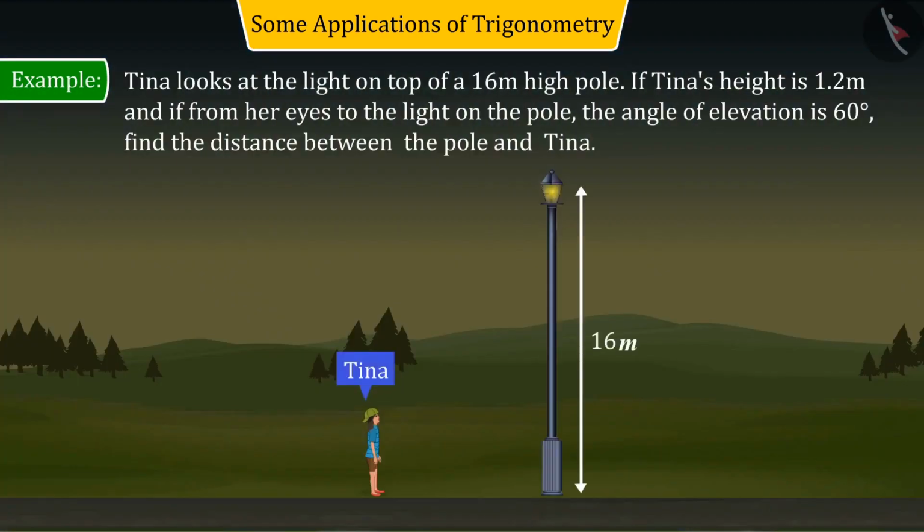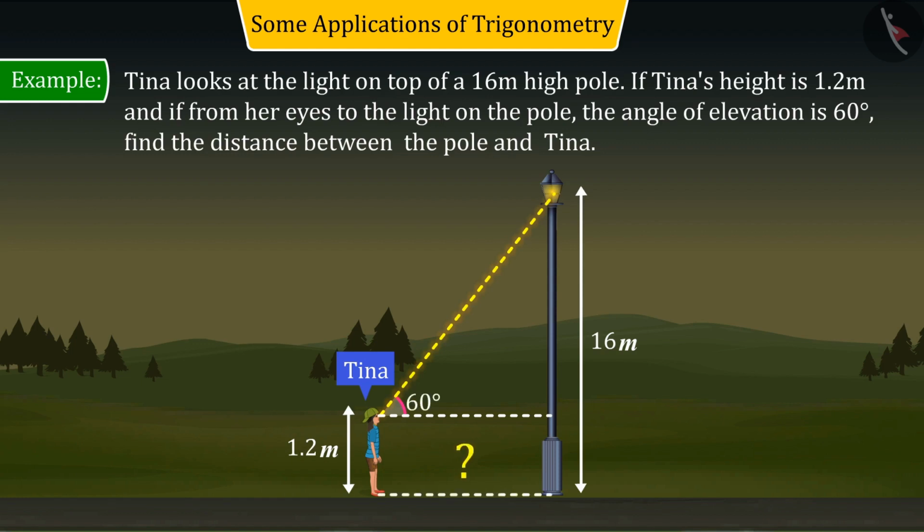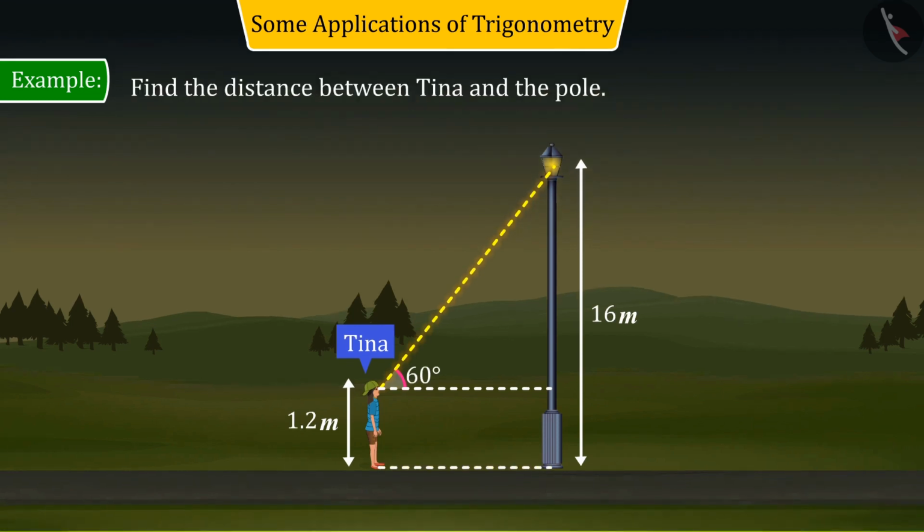Tina looks at the light on top of a 16-meter high pole. If Tina's height is 1.2 meters and if from her eyes to the light on the pole, the angle of elevation is 60 degrees. Find the distance between the pole and Tina. Let's try to solve it.